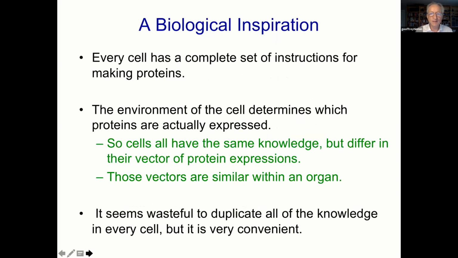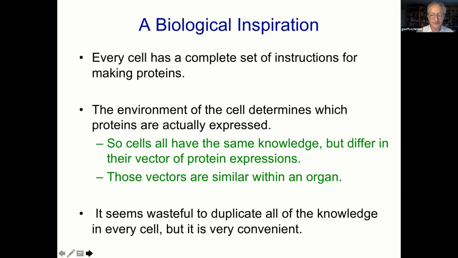It was partly inspired by biology. So in biology, every cell has a complete set of instructions for making proteins, and the environment of a cell determines which proteins it actually expresses. So that vector of protein expressions of a cell is like the vector of multiple level embeddings in Glom. And an organ is like an object. It's a bunch of cells that have very similar vectors of protein expressions.